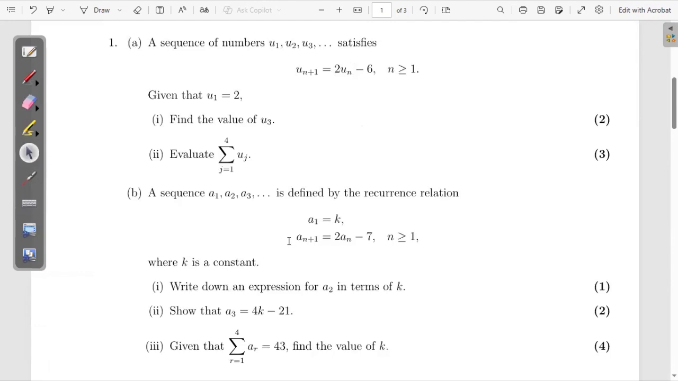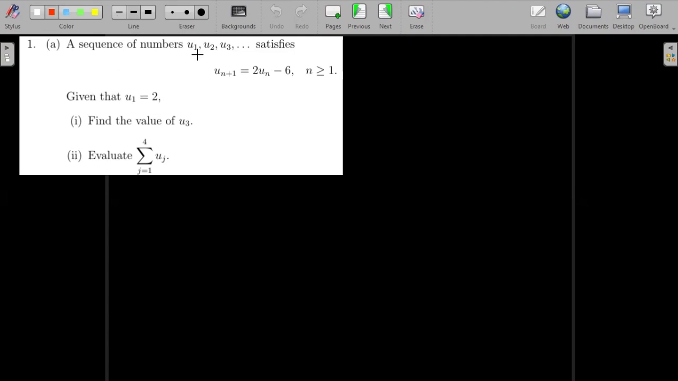So we can start solving from question number 1 there. Question 1, they're saying a sequence has numbers U1, U2, U3, and satisfies the condition that U(n+1) is equal to 2Un minus 6 for values of n that are greater than or equal to 1. Given that U1 is equal to 2, find the value of U3. So how are we going to do that? We're just going to use this formula here. To find U3, we have to calculate U2 first, and then U2 will help us calculate U3.